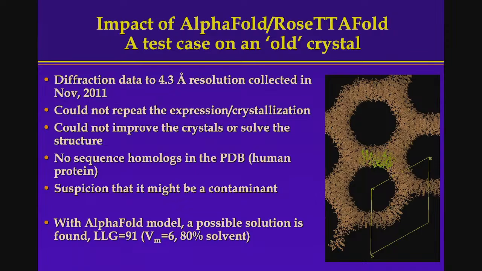So now, 2021, 10 years later, we got the structure. Can we publish it? Probably not. This is only 4.3. But still, it shows the power of this model, that it will be a starting point for you to determine almost any structure you want to work on. If you don't have any other experimental structure, start with AlphaFold or RosettaFold, and then you probably will get there. Okay, so the power definitely is there.